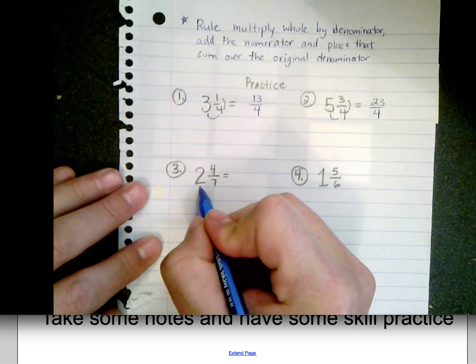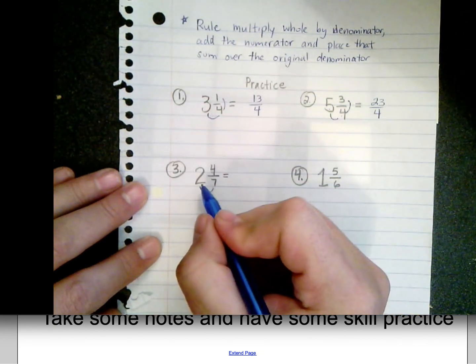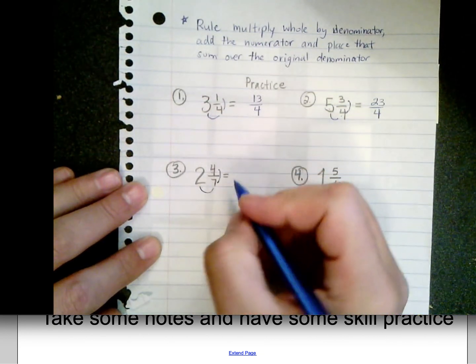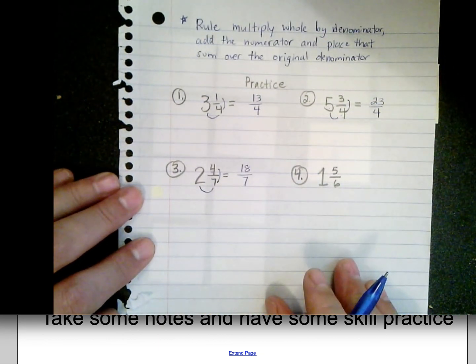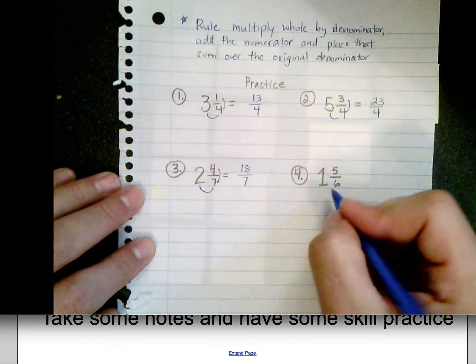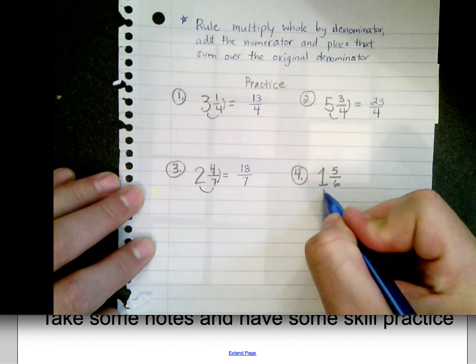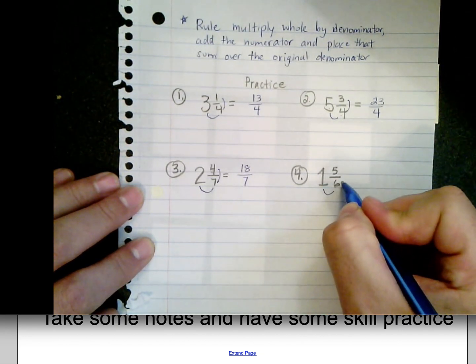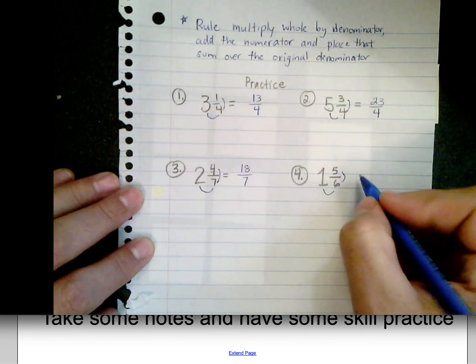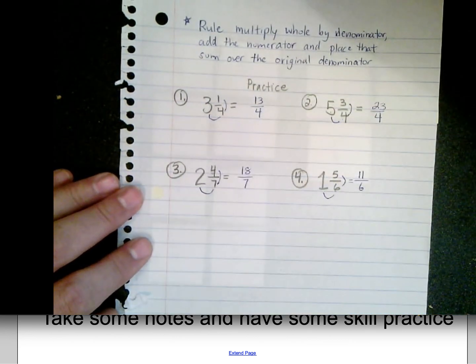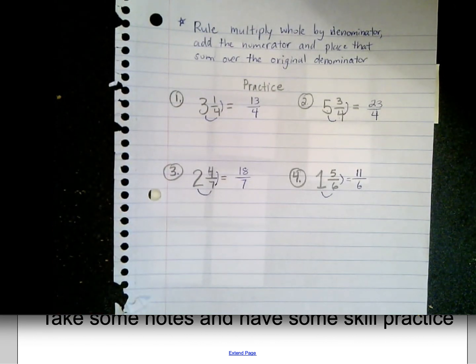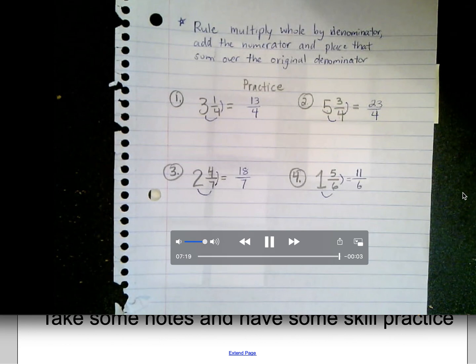We're going to multiply the whole number by the denominator. That's 14, plus the extra 4. That's 18, and the denominator stays the same. Finally, in the last practice, we're going to multiply. 1 times 6 is 6. Add the extra 5, and that gets us 11/6.